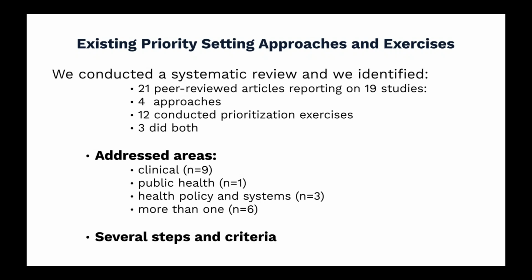The health areas that were addressed in these papers were clinical practice in 9 of the papers, public health priority setting in only 1 of the papers, health policy and systems research in 3 of the papers, and 6 of the papers covered more than 1 field. Based on this review, we've tried to synthesize the literature to identify the steps that need to be followed and the criteria that can be used while setting priorities for systematic reviews.